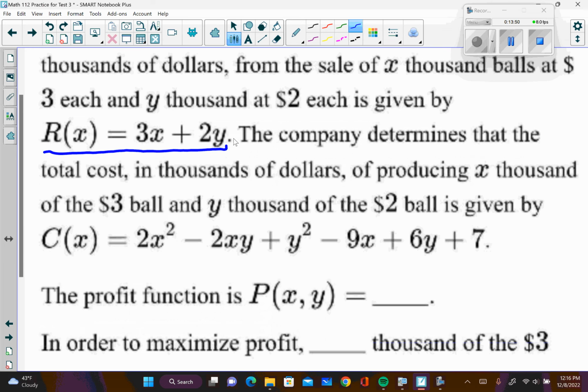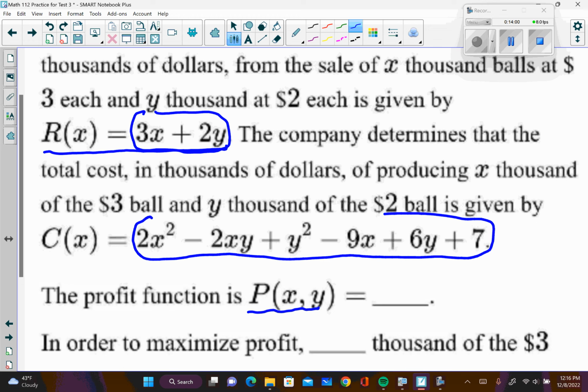Well, the word profit just means the revenue, which is here, minus the cost. So it's minus all of this. That's what profit is, revenue minus cost. So I need the 3x minus negative 9x. 3x minus a minus 9x is 12x. We also have 2y minus 6y, which is negative 4y. But it's minus all of this, not just the x term and the y term.